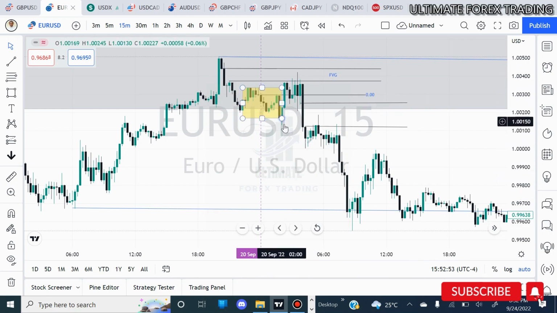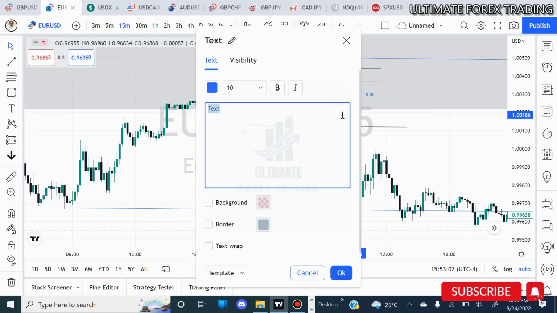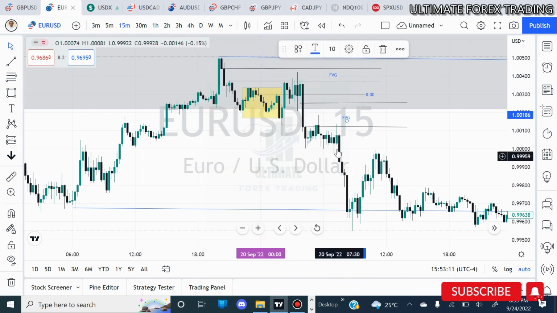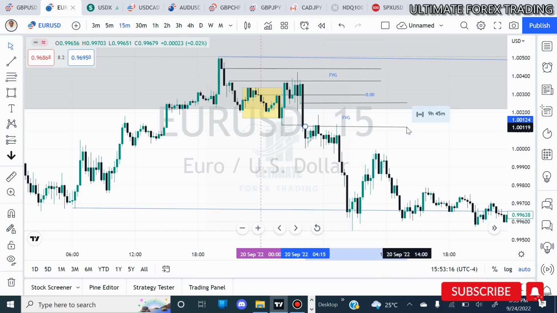As you can see, after breaking this structure, after breaking market structure here, we have a nice retracement into this value, right? This is our second entry. So you can see the second entry occurred at exactly 5:30.